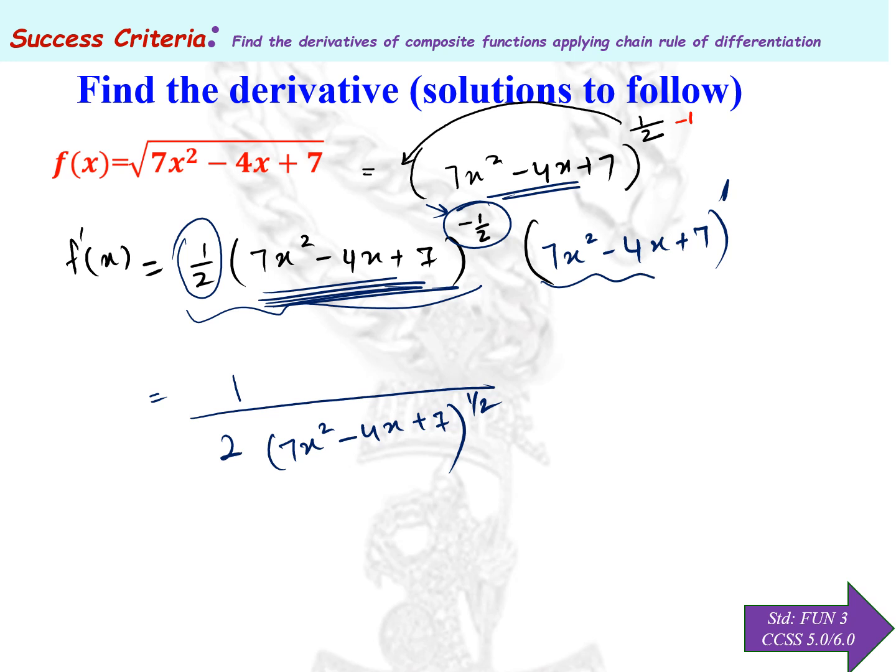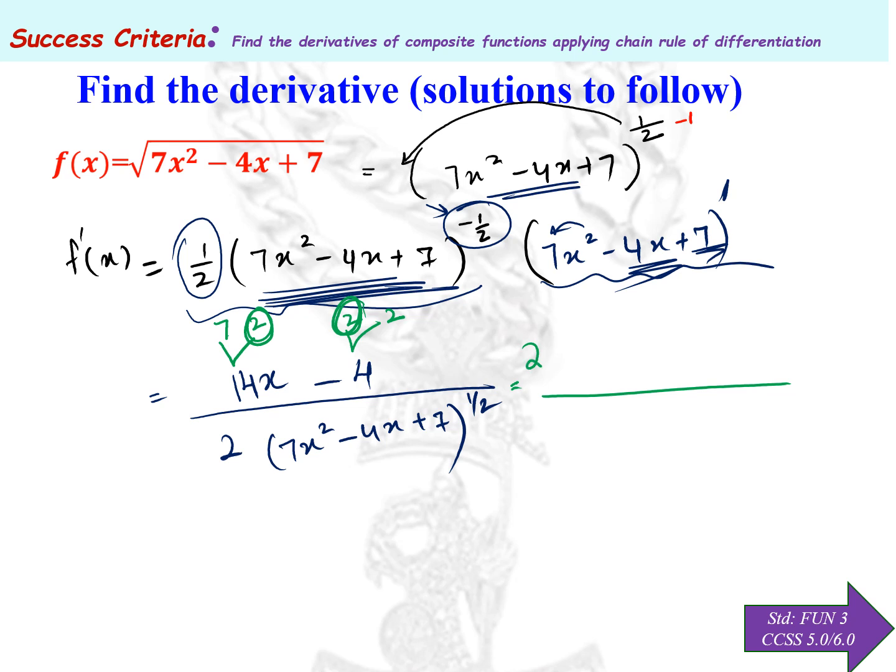Now take the derivative of this inner function. So 7 times 2, we can write here 14x. From the power subtract 1, you will get 14x minus the derivative of 4x, which will be only 4. The derivative of the constant is 0, so no need to write it. Now either stop over here or you can simplify more. How? You can take the common factor here. 7 times 2 is 14 and 2 times 2 is 4, which means both terms have 2 in common.